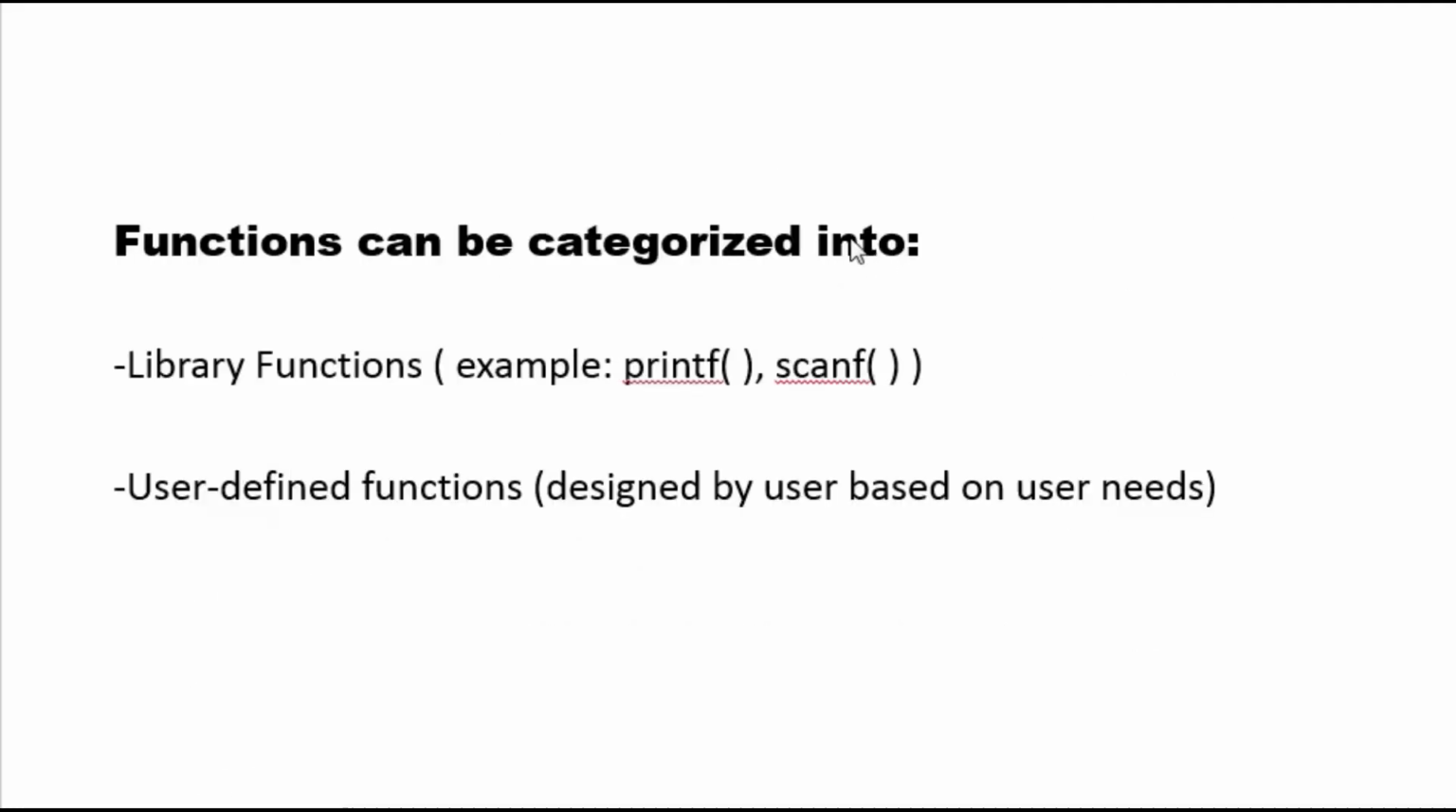Functions can be categorized into two types. The first is the library function. A library function is one which is not required to be written by us and is already stored inside the library. Examples are printf, scanf, main, and others. The second is the function created by the user, known as a user-defined function. It allows you to define functions according to your need.